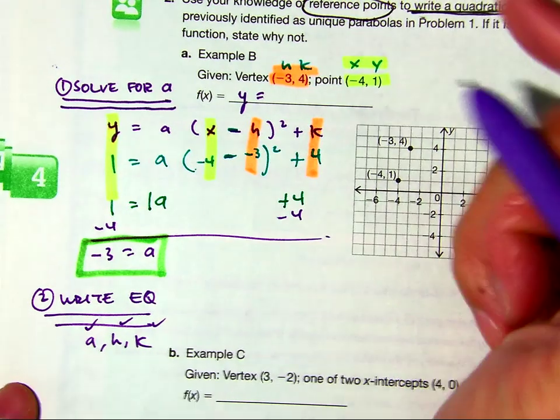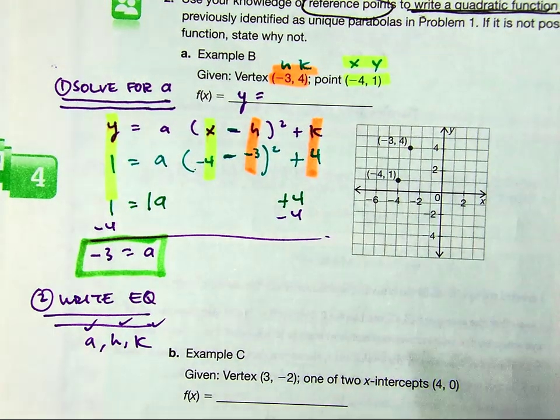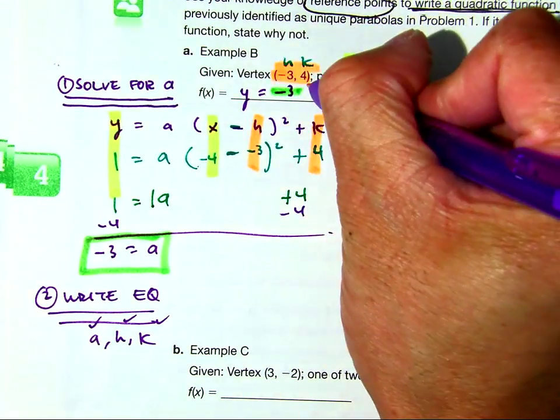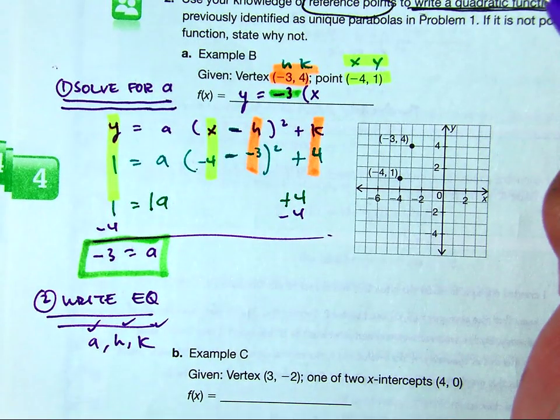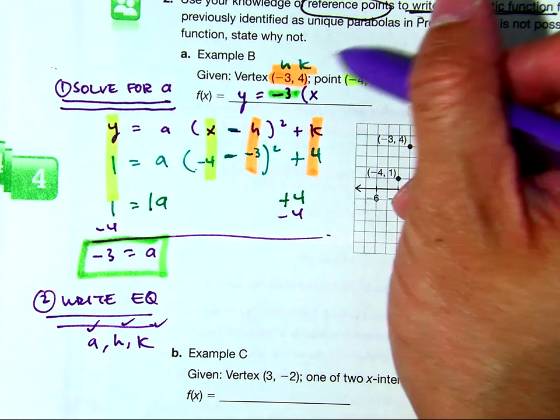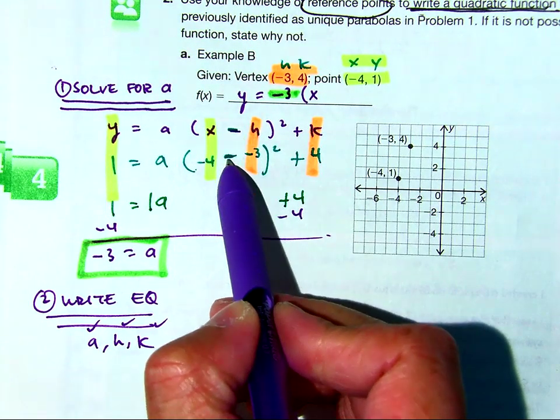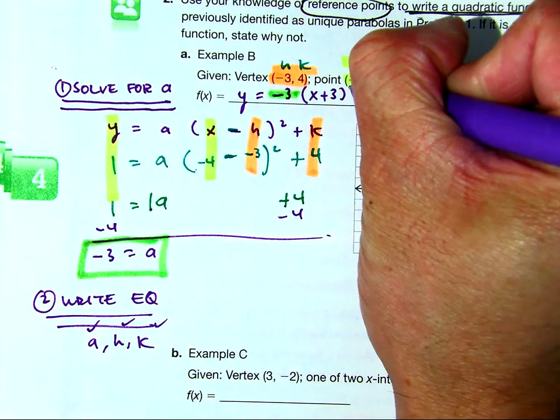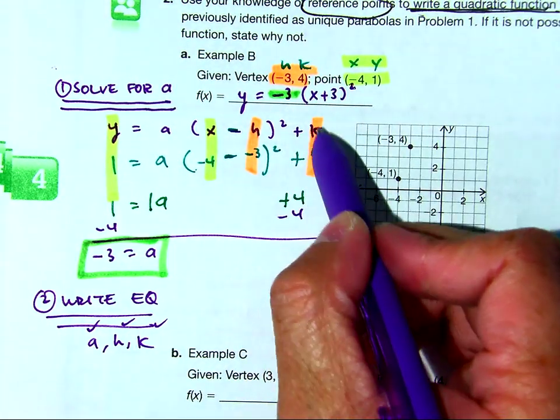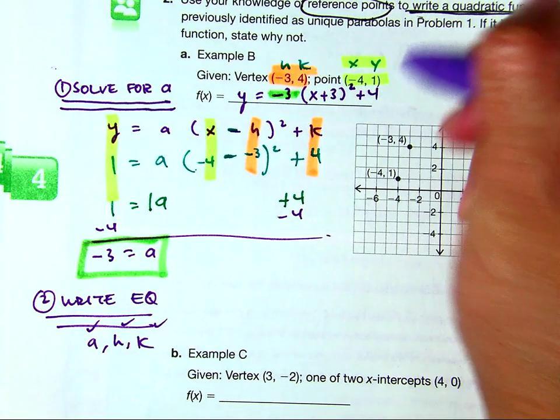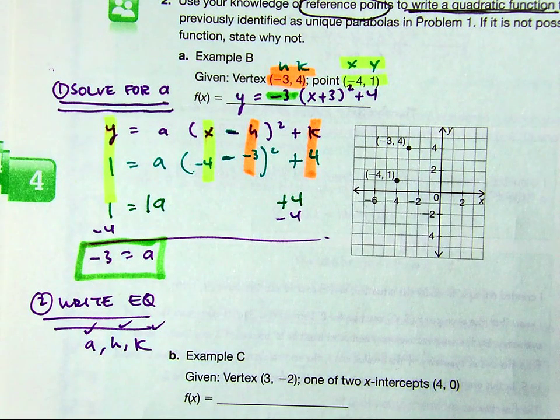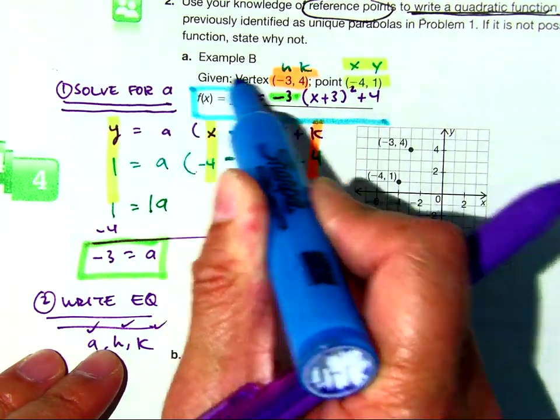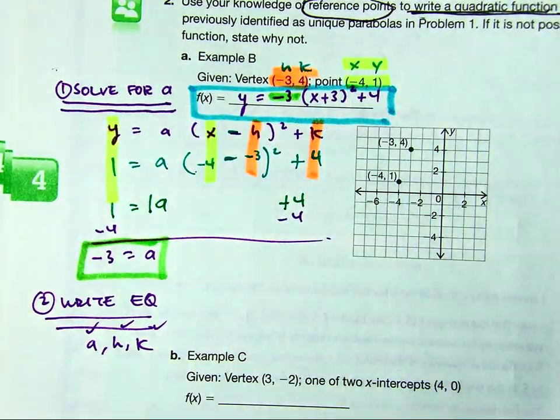So what is our A value, class? Negative 3. My H value? Now I'm going to write a minus sign. So what's the opposite of negative 3? So we have X plus 3 squared. And then my K value, which is 4. So the answer to this problem is y equals negative 3, x plus 3 squared plus 4.